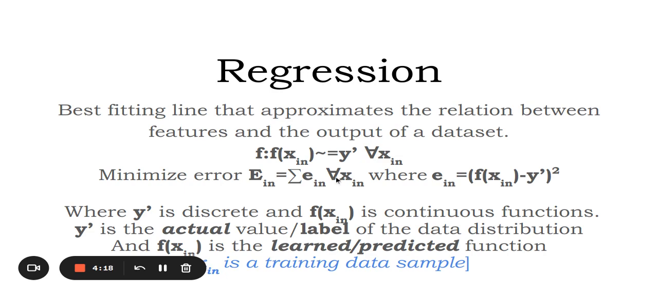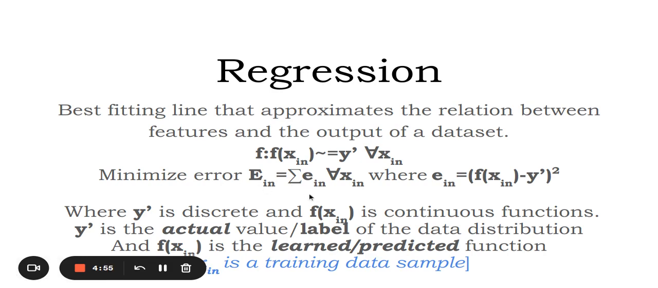What is the error? The error is the squared difference between the output of the regression function and the actual label of the data point. That is the individual error in the training dataset. When we add all the individual errors in the training dataset, we get the total error or the combined error in the training dataset. We want to minimize this combined error.